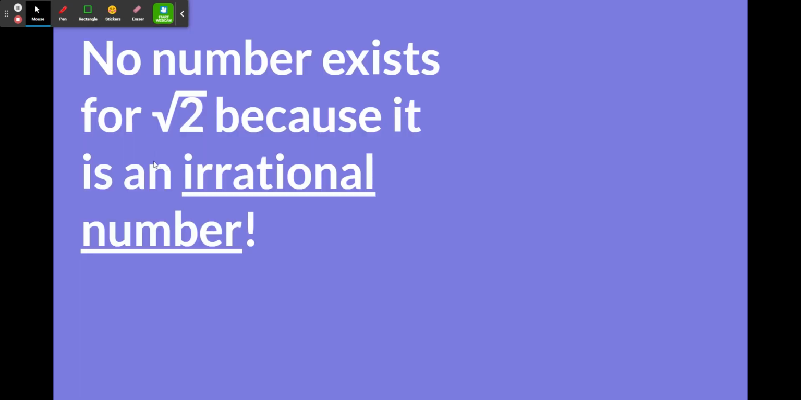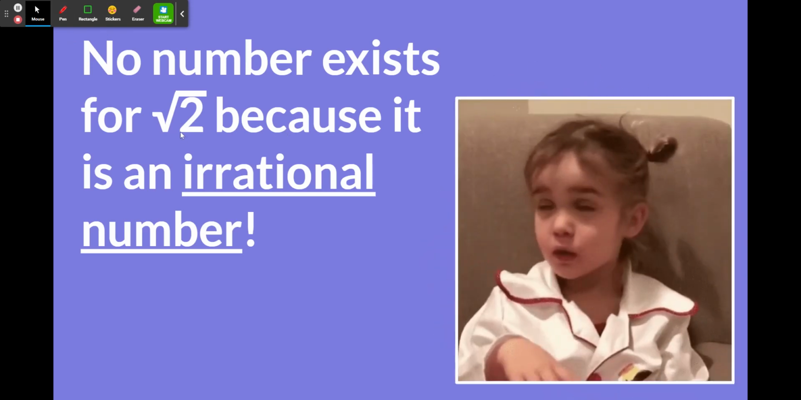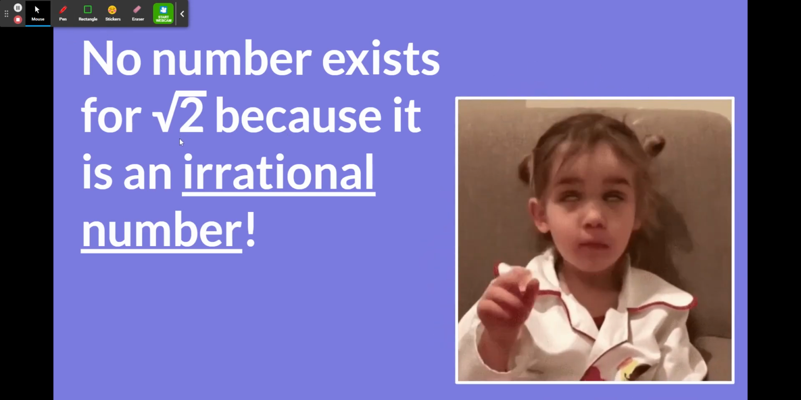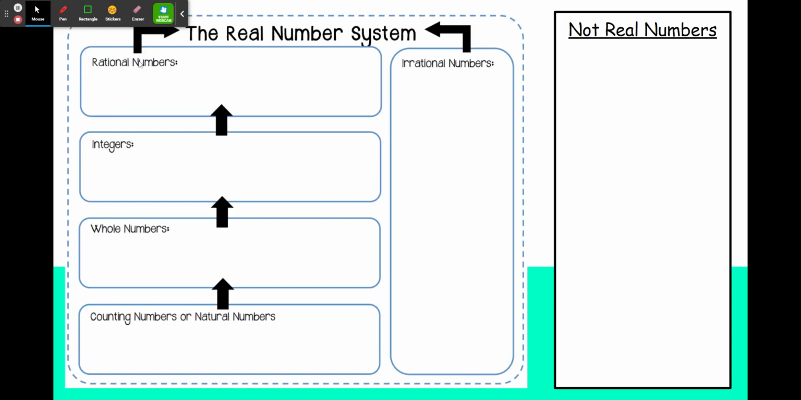No, because there is no number that exists for it to be exact, because it is an irrational number. So let's go ahead and talk about irrational numbers. Here we have the real number system. We're not going to look over here at the not real numbers yet. We're just going to look at the real number system. We have rational numbers and we have irrational numbers.